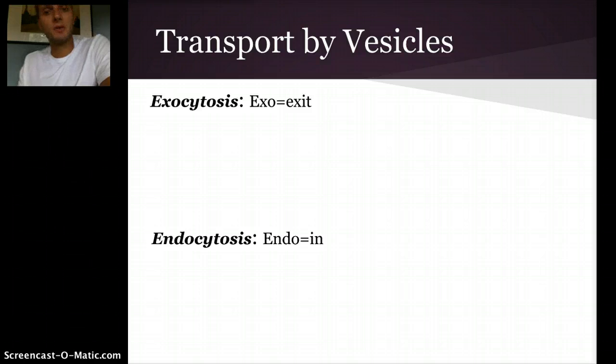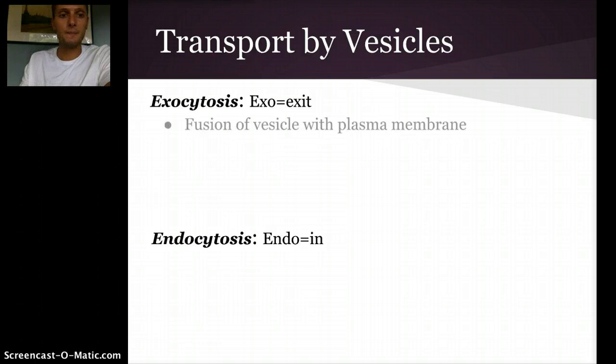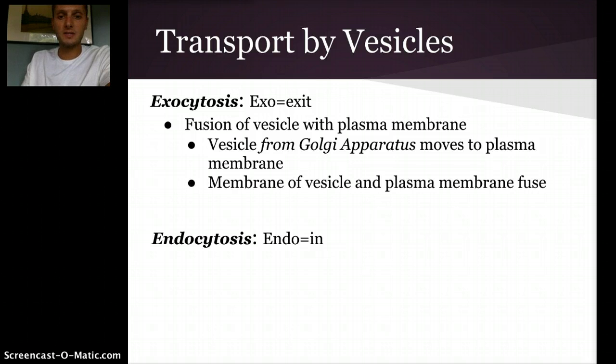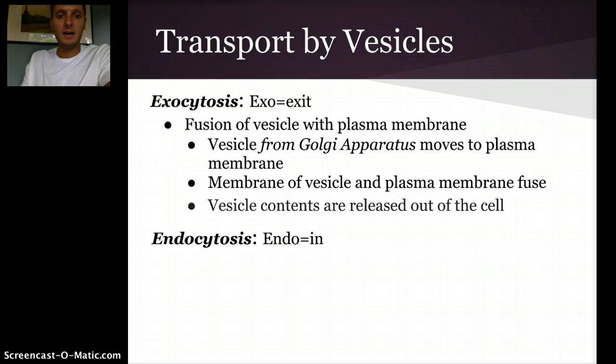There's also transport across the plasma membrane by two different methods called endo and exocytosis. Exocytosis is vesicles or molecules exiting the cell. In this case, we have a fusion of a vesicle with the plasma membrane. Basically what happens is the vesicle from a Golgi apparatus moves to the plasma membrane. The membrane of the vesicle and the plasma membrane fuse, and then the contents of the vesicle are released outside of the cell. Again, exocytosis is exiting the cell.